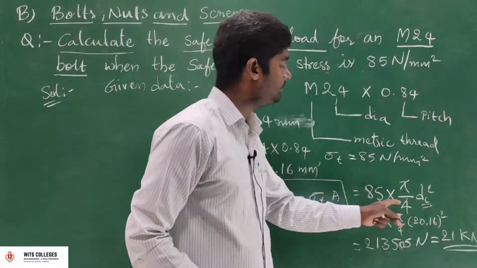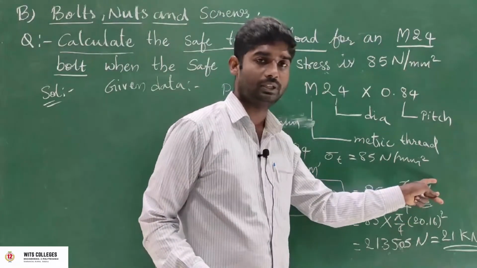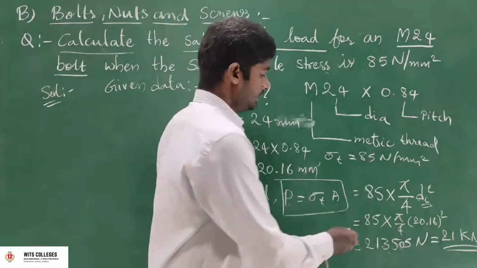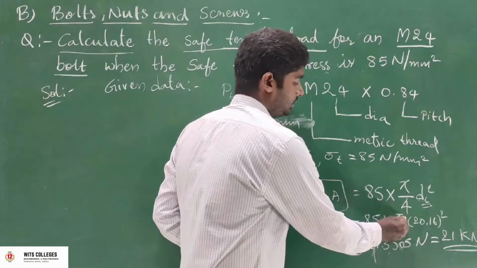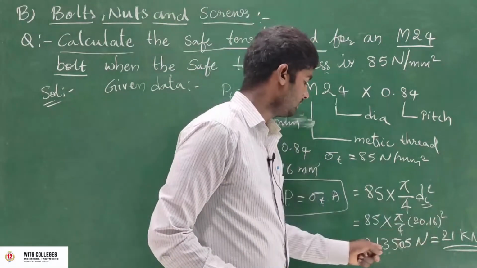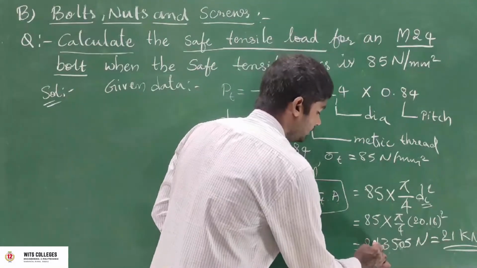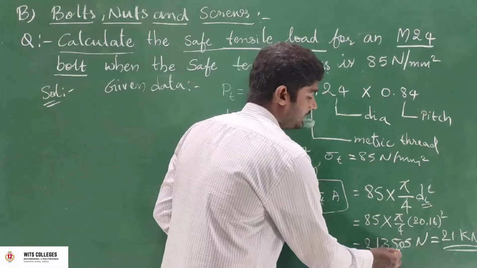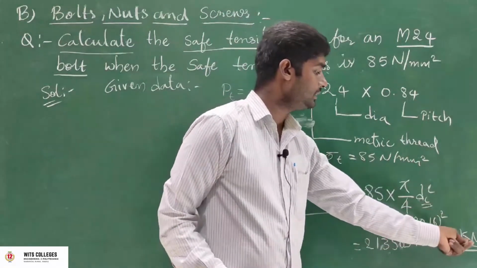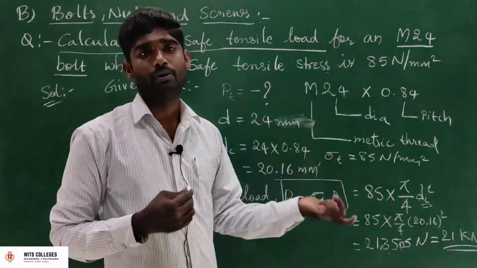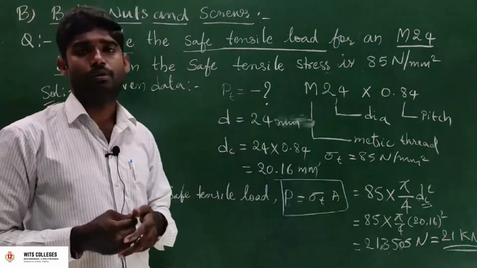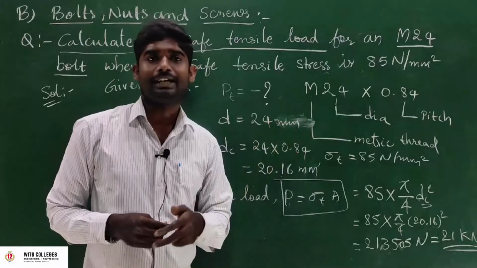Let's substitute 85 into pi by 4 DC square. Our DC is equal to 20.16. So 85 into pi by 4 into 20.16 square. Our answer is 21135 newtons, converted into kilonewtons, 21 kilonewtons approximately. This is one of the important problems. Let's see the second consideration.